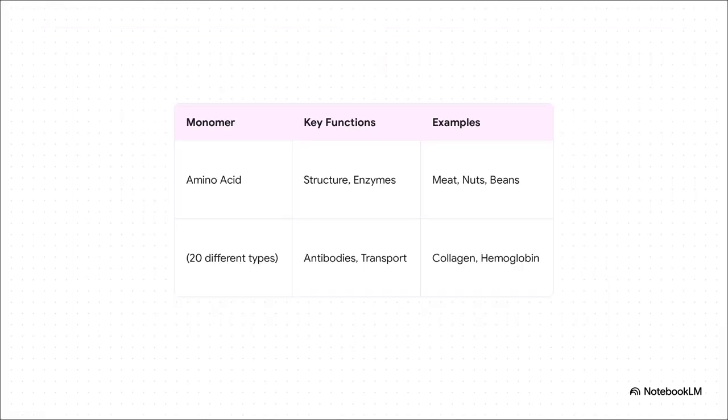Okay, number 3, proteins. And if carbs are the fuel, proteins are the absolute workhorses of the cell. I mean, they do everything. They're built from just 20 different types of monomers called amino acids. They form your muscles and hair. They act as enzymes to speed up chemical reactions. They fight off diseases. You name it, there's probably a protein that does it.